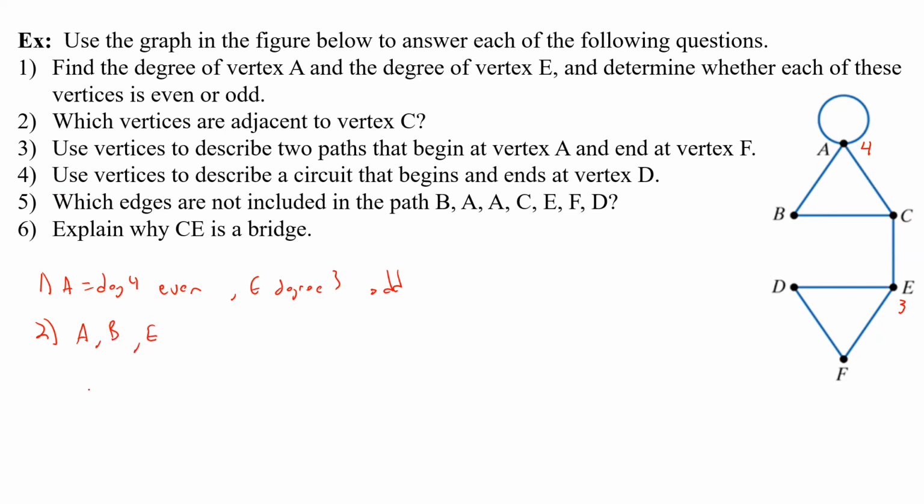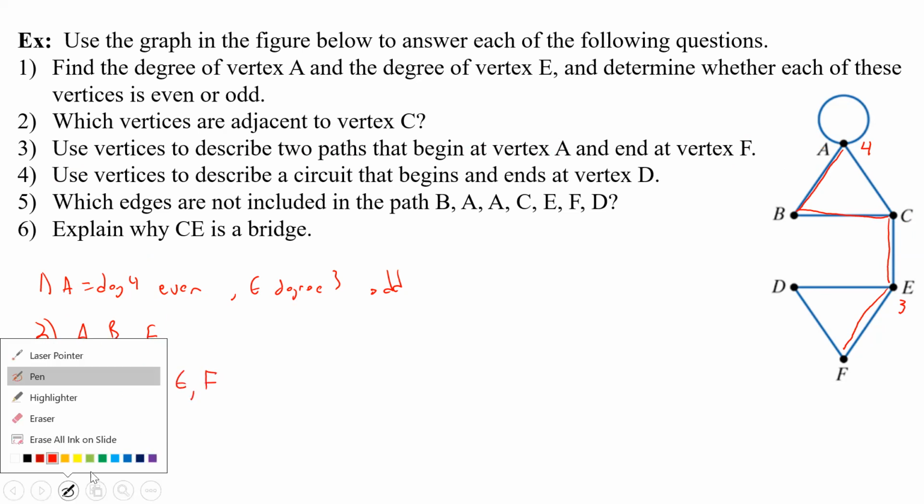Okay. Now 3. Use vertices to describe two paths that begin at vertex A and end at vertex F. So two different ones. Again, we can't cross the same thing twice. So maybe let's do two colors. We'll do red first. We'll go A to B, B to C. Now we're going to F. And then C to E, and then E to F. So that would be one. So we can go A, B, C, E, F.